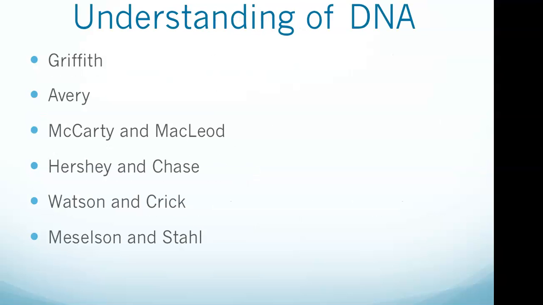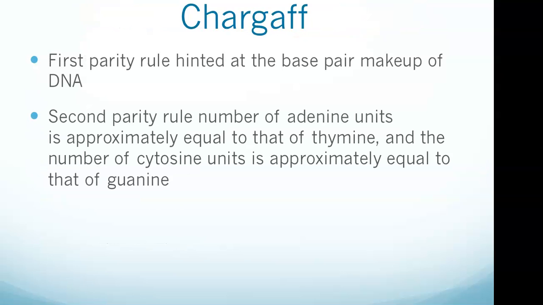Okay, so in the correct chronological order, starting with the first scientist to make a contribution to our understanding of the structure and function of DNA, it would go in this order: Griffith, Avery, McCarty, and MacLeod, followed by Hershey and Chase, then Watson and Crick, and finally Meselson and Stahl. So we'd like to know that order in terms of the discoveries made around the structure and function of DNA. So we'll jump into each of these a little bit.